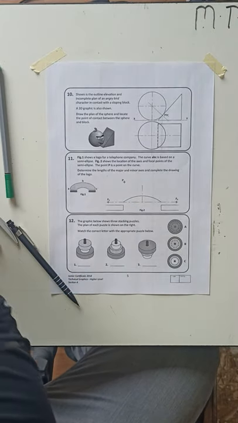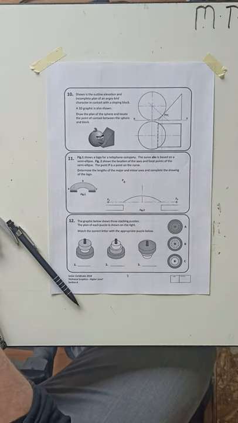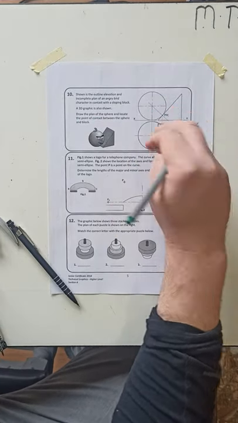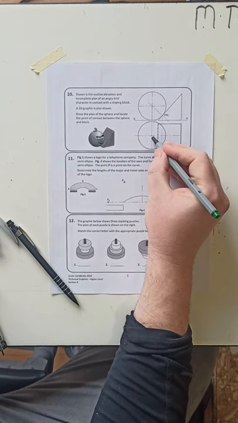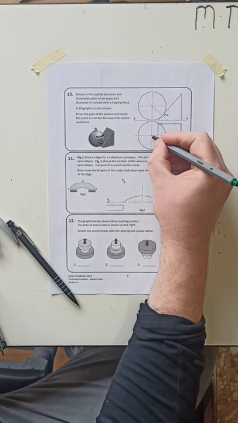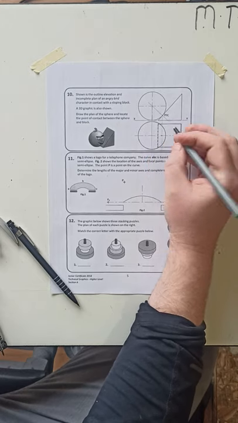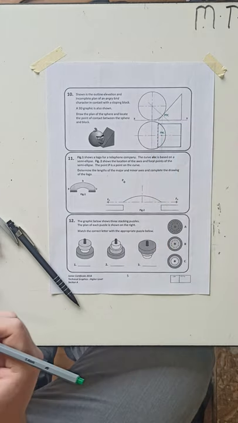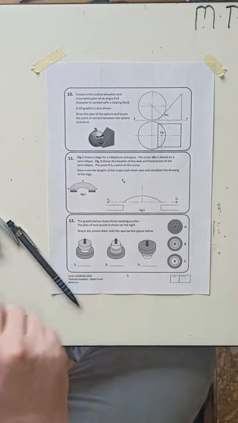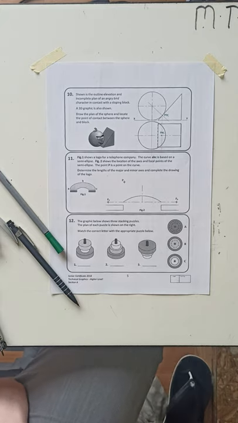Am I finished? No, I'm not. I have to show my point of contact. If you imagine that ball is sitting in there, that ball is sitting against that edge there, well, the point of contact is going to be somewhere in there. It's going to be right in the middle here, like that. That's where the ball is going to touch it. And I do need to show that. Alright, so there's the plan of the point of contact. Job done. Okay, next one.